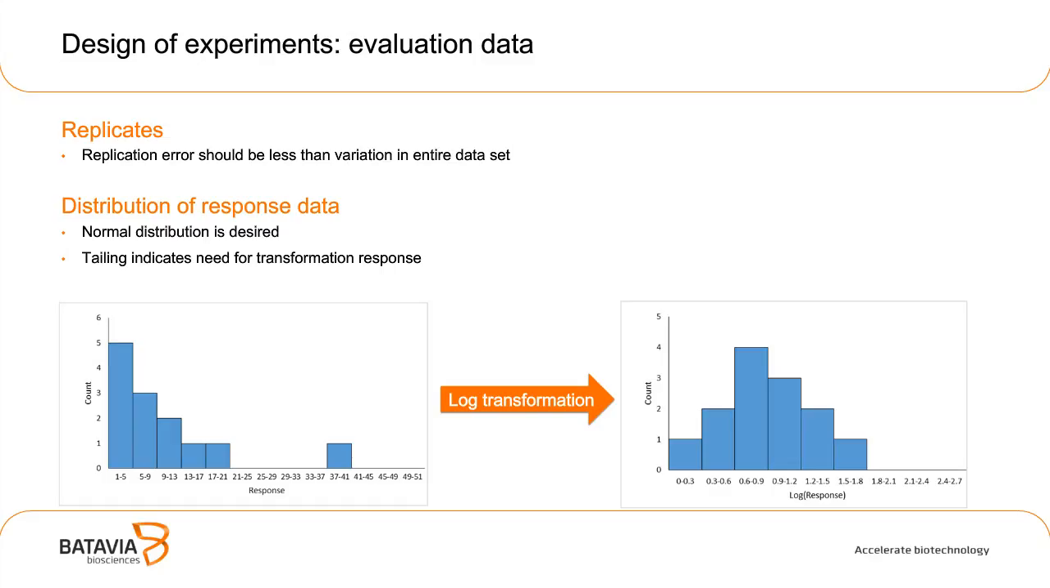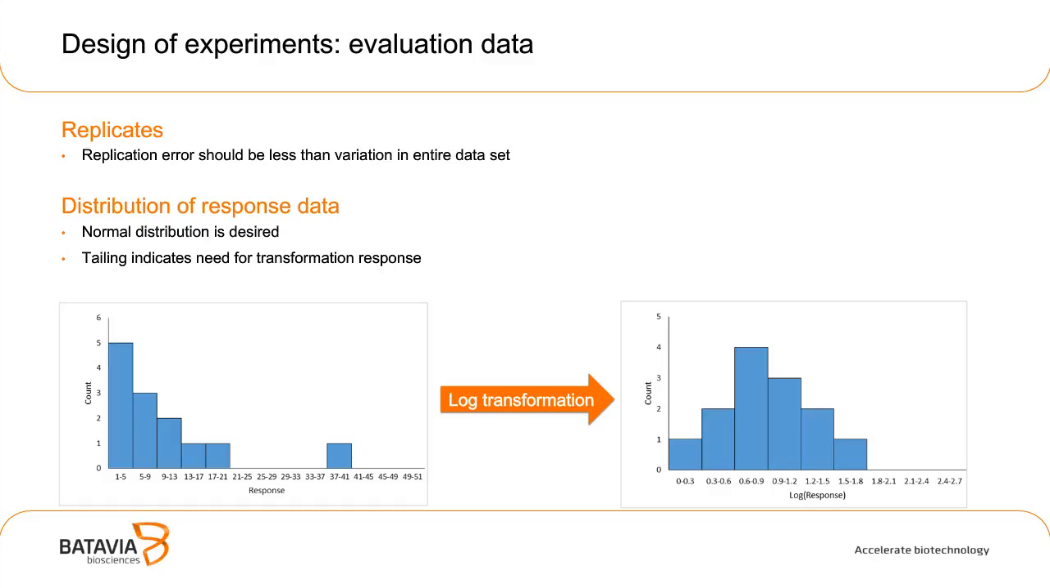Another thing to look at in your data set is how the data is distributed. For a good analysis, it is desirable to have a normal distribution of your data. So if you see tailing, like you see in the figure below, there you see the count of responses between certain values. So you see that we count 5 responses with a value between 1 to 5, 3 responses with a value between 5 and 9, 2 between 9 and 13, and then some responses with higher values where we only count 1. So you clearly see a tailing in this data set.